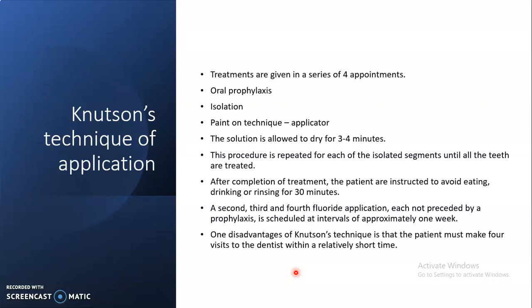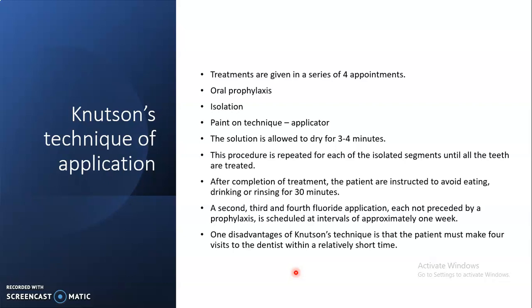So the steps in Knudsen's technique: first is oral prophylaxis, isolation, and after that, with an applicator tip, the solution is painted onto the tooth structure, and it is allowed to dry. So once it is coated and allowed to dry for 3 to 4 minutes, this procedure is repeated until all the teeth are covered. And after completion of treatment, patient is asked not to eat or drink anything for the next 30 minutes. And once that visit is done, the second, third and fourth visits are scheduled 1 week apart. So it takes overall 1 month to complete this application of sodium fluoride.